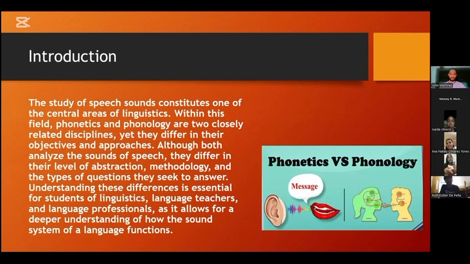Phonetics explains how a sound is articulated, such as whether it is voiced or voiceless, bilabial or alveolar. Phonology, on the other hand, explains whether the sound difference is meaningful in a particular language.